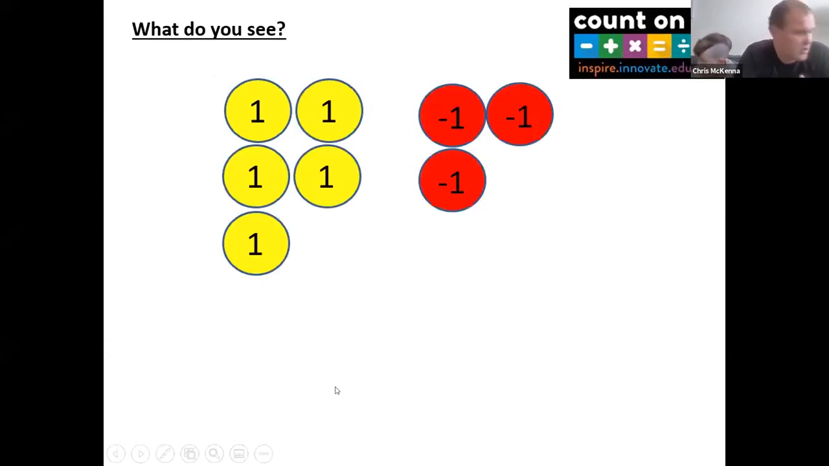Now I want you to look at the screen, everyone, and tell me what you see. You can type the answer into the box, or you can shout out. I see 5 positive ones and 3 negatives. What do we see here? So hopefully you see 5 positive ones and 3 negative ones. What's the total? No, the total, Lawson? What is it? 2. Lawson says it's 2.